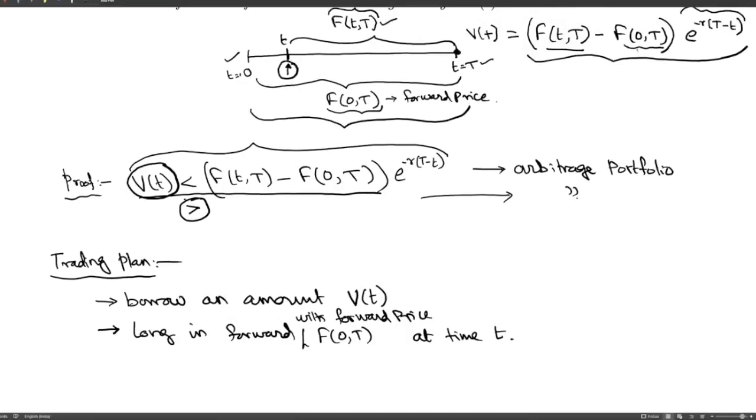Therefore you have to pay some money for this. This is not a realistic forward. You cannot do such things. It's just a mathematical proof to justify this formula. Go long in the forward with this forward price at this time, hence you have to pay V of t.